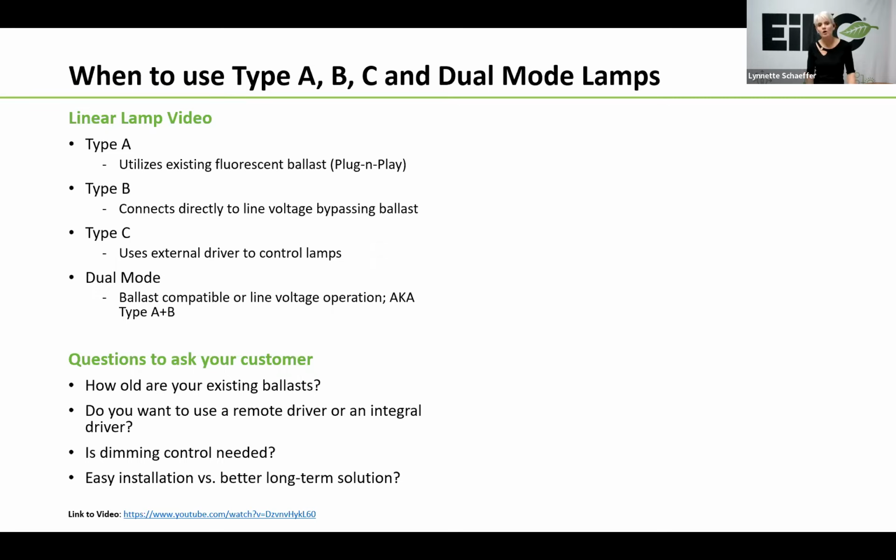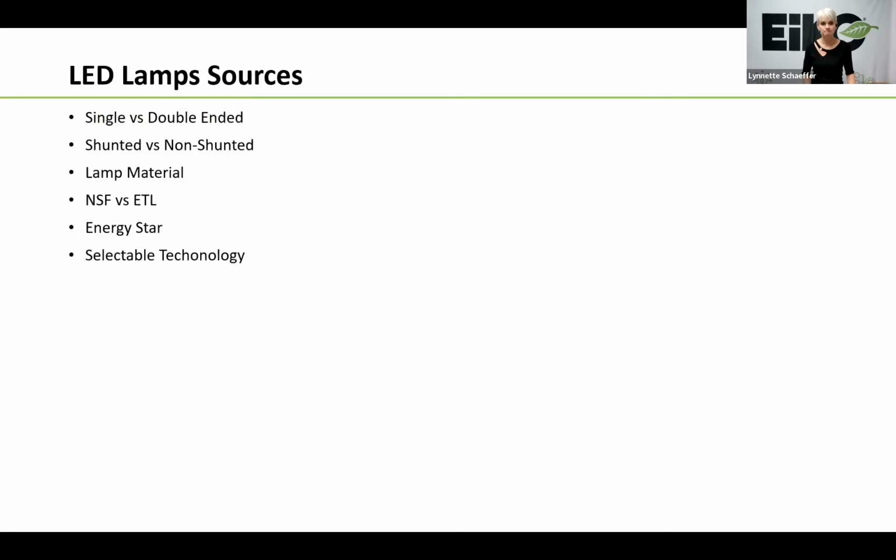The nice thing about dual mode is it's kind of the best of both worlds. Assuming your ballasts are in pretty decent shape, it would make sense to go with a dual mode lamp. And then when that ballast fails, you just have to know that you have to do some rewiring, but you can utilize an existing lamp.